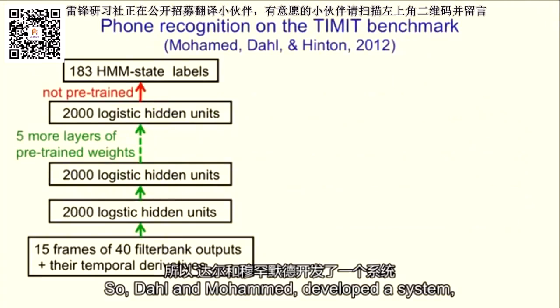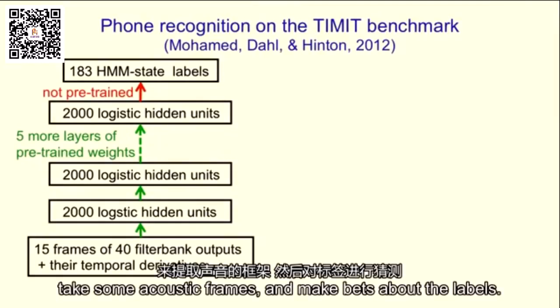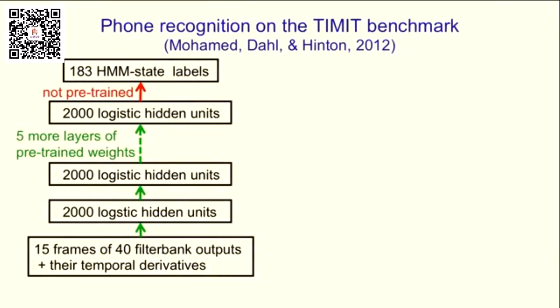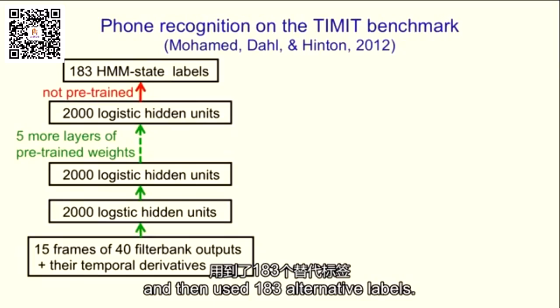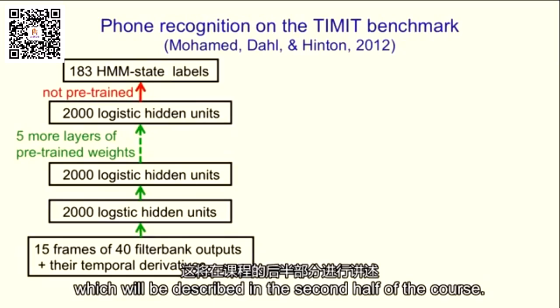So, Dahl and Mohammed developed a system that uses many layers of binary neurons to take some acoustic frames and make bets about the labels. They were doing it on a fairly small database, and they only used 183 alternative labels. And to get their system to work well, they did some pre-training, which will be described in the second half of the course.